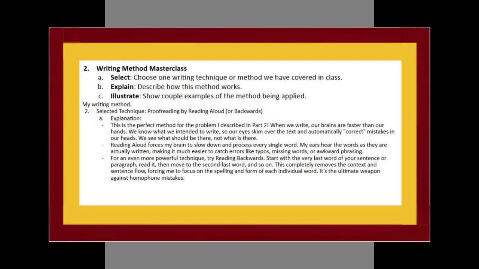My writing method. 2. Selected technique: proofreading by reading out loud or backwards. A. Explanation. This is the perfect method for the problem I described in Part 2. When we write, our brains are faster than our hands. We know what we intended to write, so our eyes skim over the text and automatically correct mistakes in our heads. We see what should be there, not what is there.